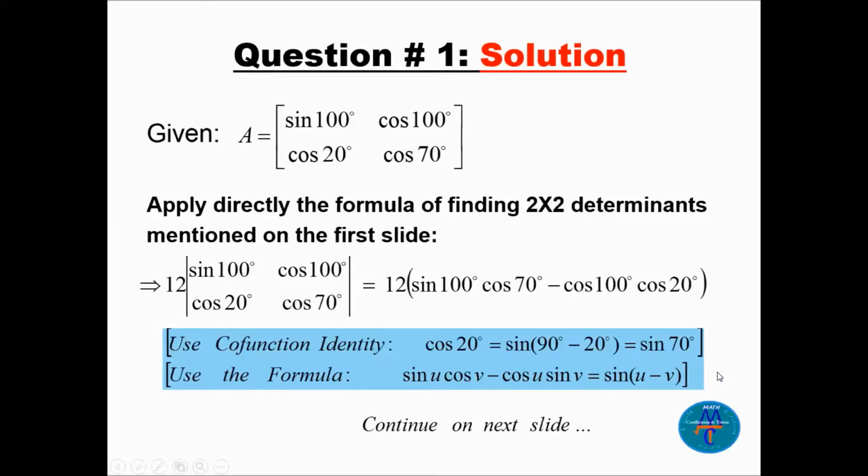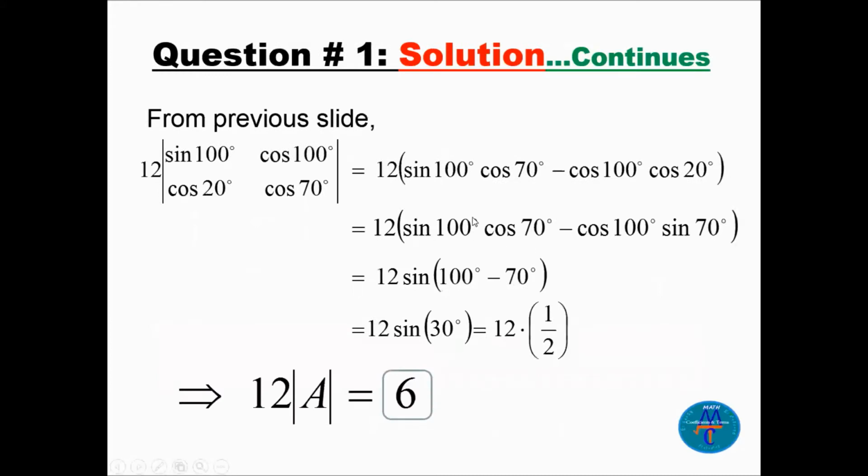Okay. So on the next slide, we can continue. Now we have sine 100 cosine 70 minus cosine 100 sine 70. We replace cosine 20 with sine 70. So this will be sine 100 minus 70, which is sine u minus v. 100 minus 70 will be 30. Sine 30, we know that one of the special angles, it's half. So half times 12 will be 6. So this is the answer for question number 1.